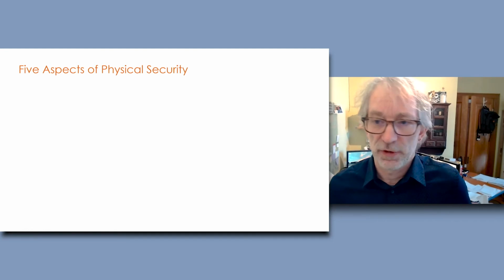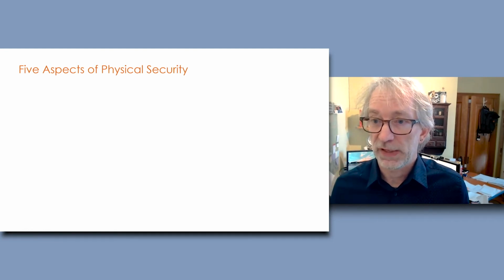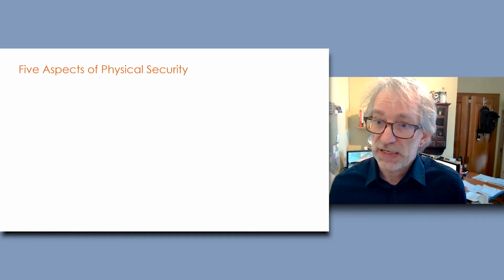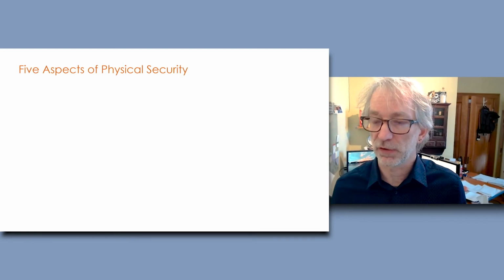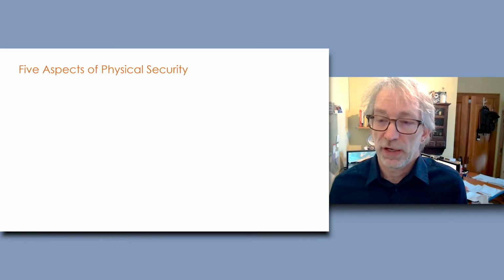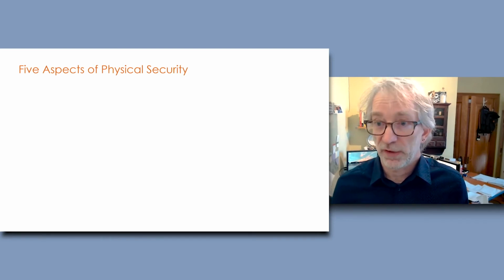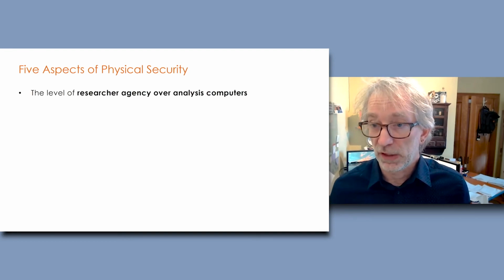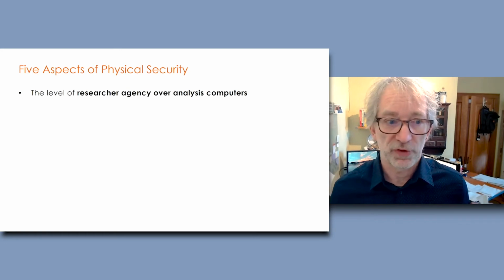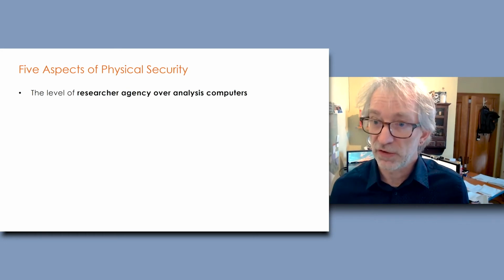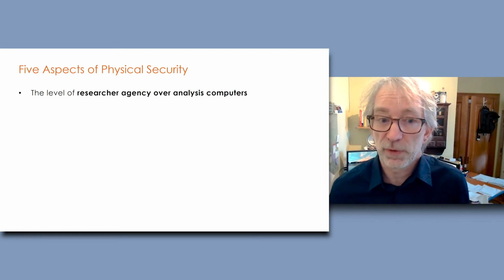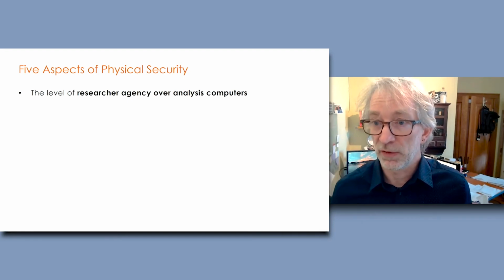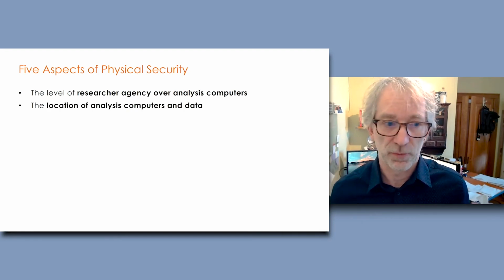So Jim and I originally sat down and tried to capture what are the key aspects of these various physical security mechanisms that we could identify to highlight differences and similarities across the various case studies. And we ultimately consolidated on 5 aspects of physical security. One, something that has a lot to do with researcher satisfaction, is the level of researcher agency over analysis computers. What can a researcher actually do on the analysis computers that they have access to?